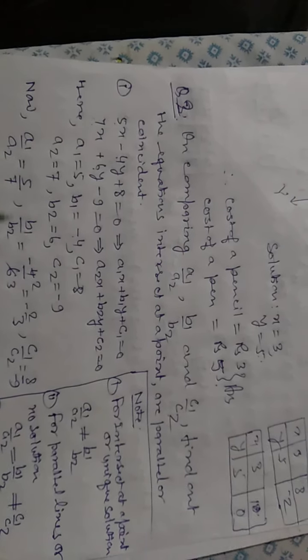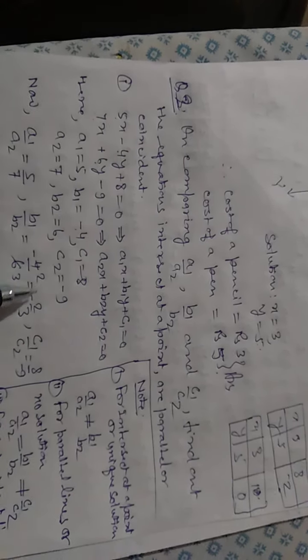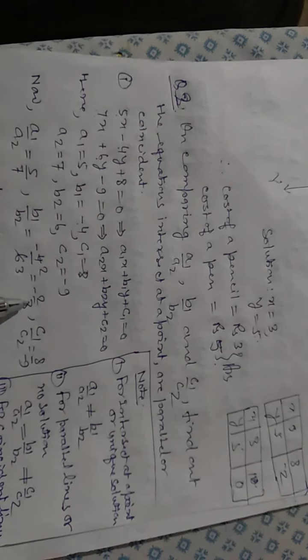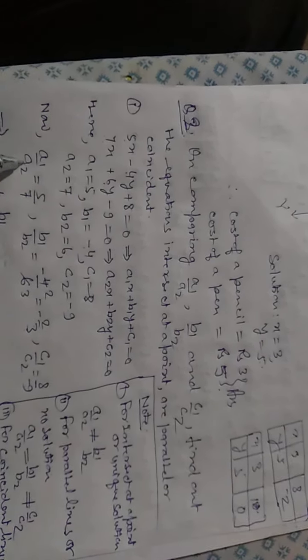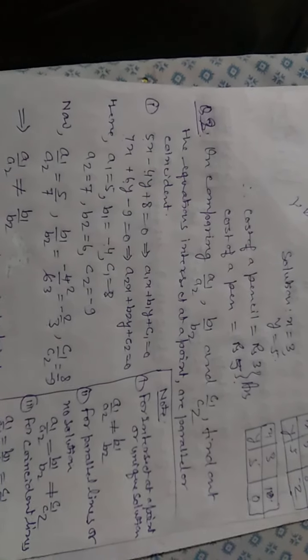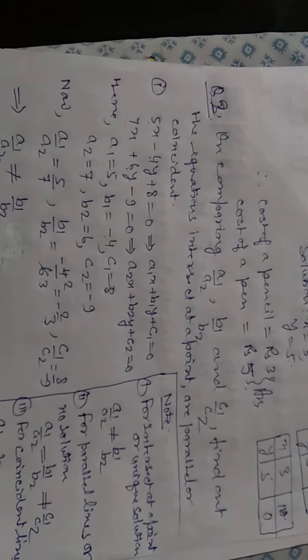Now compare. This 5 by 7 is not the same as this minus 2 by 3. That means this one is not equal to this. That is A1 by A2 is not equal to B1 by B2. These two are not the same, which means this is not equal to this. And this condition shows that the equations intersect at a point.